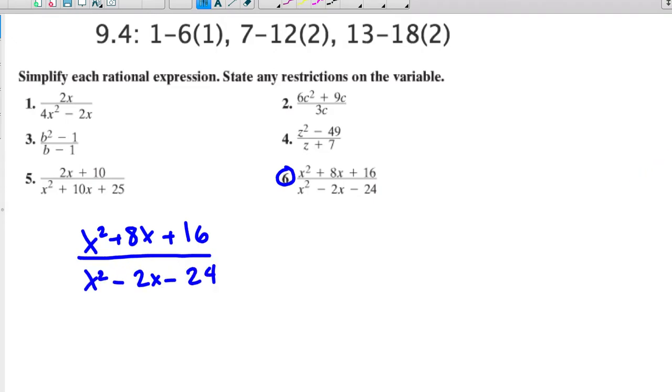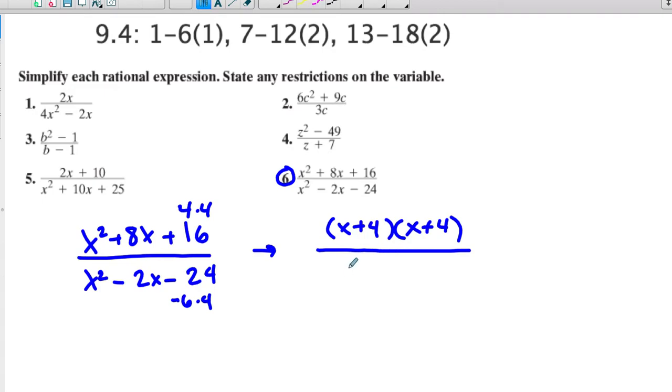All right, so I'm looking at factors of 16. That would give me 8, and in this case, that would be 4 times 4. Factors of negative 24, that would give me a negative 2, about negative 6 and positive 4. Okay, so then that gives me x plus 4 all over x minus 6 and x plus 4.